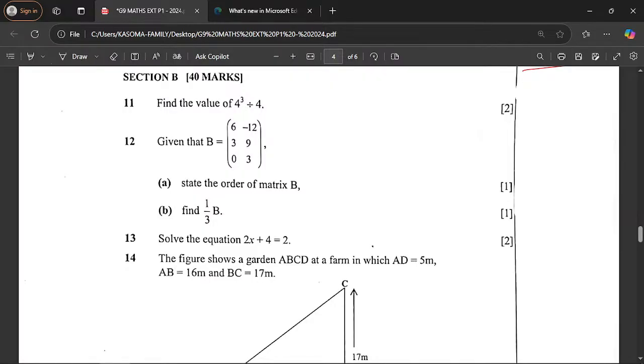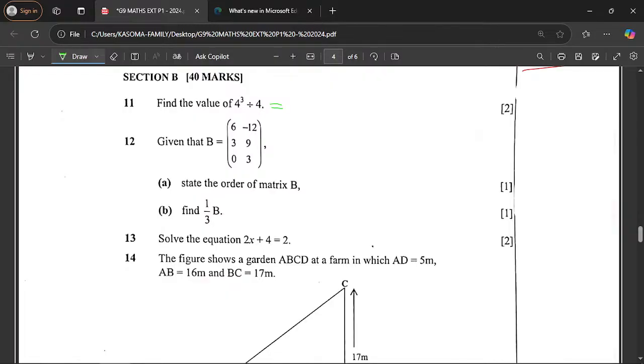So to find this one, let me give you 10 seconds to see if you can get the correct answer. How do we find the answer to this question? Okay, to find the answer, what you need to do is this. We are going to rewrite the expression. So that is the expression we have there.